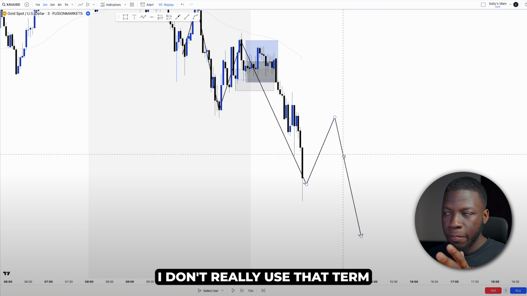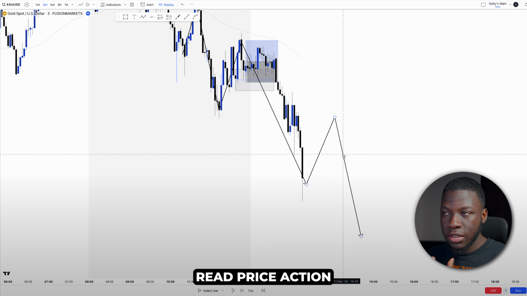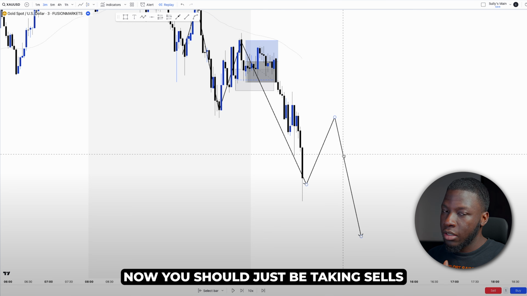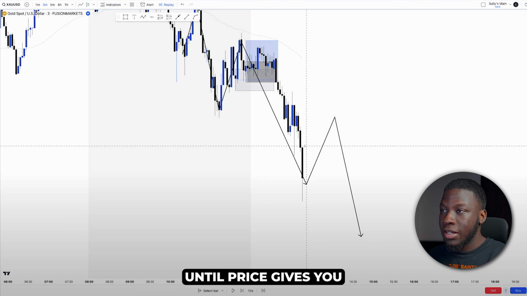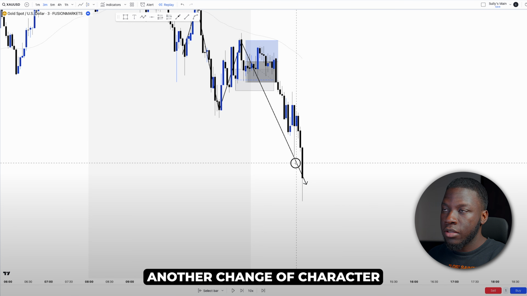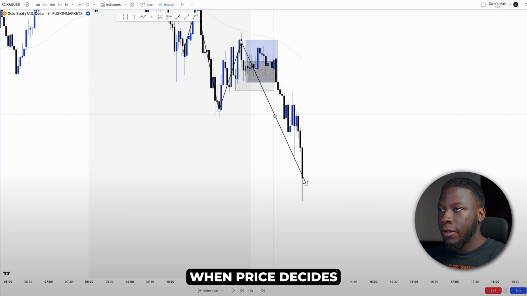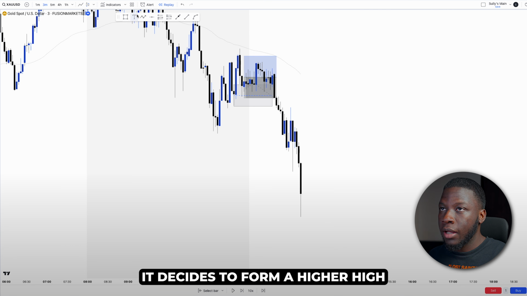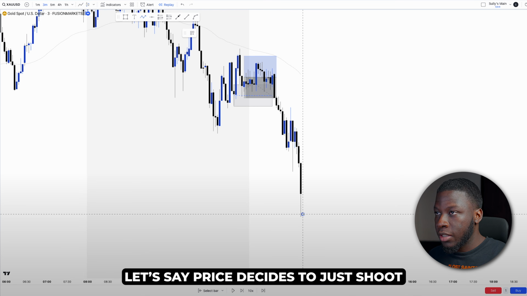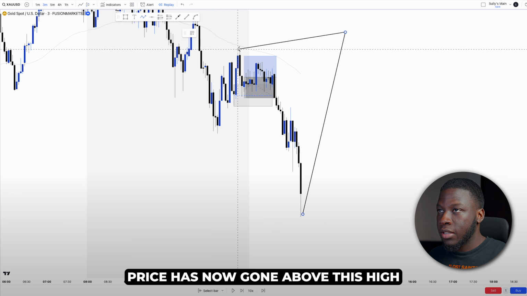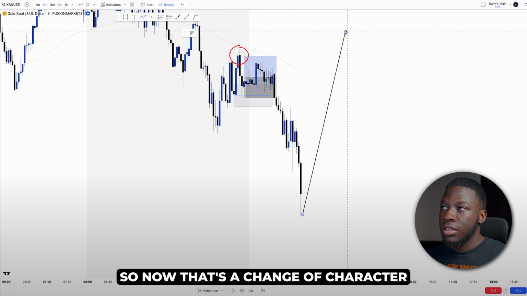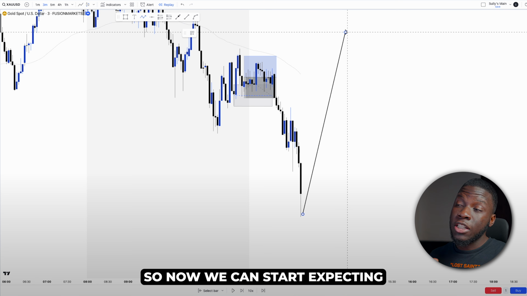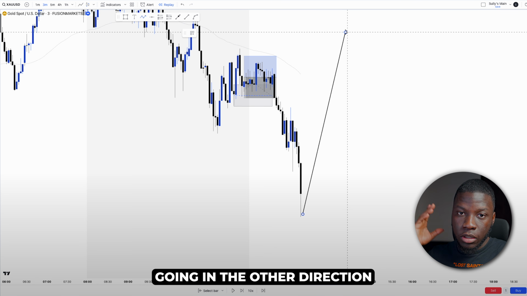I don't really use that term, but when you read the market, read price action, now you should just be taking sells, nothing else really, until price gives you another change of character, which is basically just when price decides, instead of forming a lower low, it decides to form a higher high. So in this case, let's say price decides to just shoot all the way up here. Price has now gone above this high. So now that's a change of character. So now we can start expecting, okay, maybe price wants to start going in the upper direction.